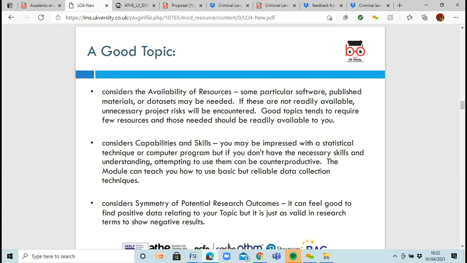So look at the symmetry of the potential research outcomes. It's good to get positive data in regards to your topic, but it's also good to find negative results as well. So always try to find the plus points and the bad points, because there's nothing in the world that is going to be perfect. Even if you're looking at, say, the treatment for asthma, what are the bad points on this?